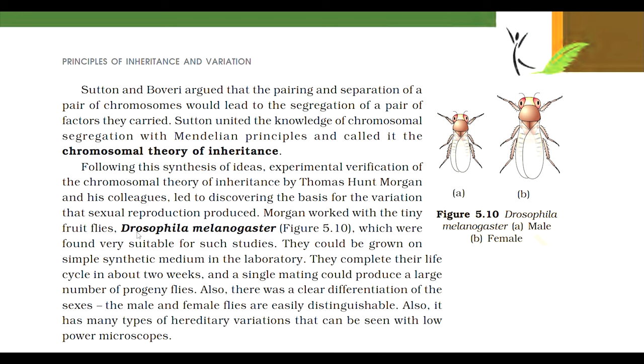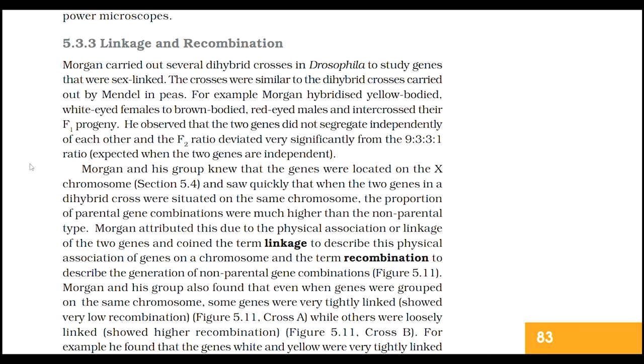Morgan worked with the tiny fruit flies, Drosophila melanogaster, which is given in figure 5.10, which were found very suitable for such studies. They could be grown on simple synthetic medium in the laboratory. They complete their life cycle in about 2 weeks, and a single mating could produce a large number of progeny flies. Also, there was a clear differentiation of the sexes. The male and the female flies are easily distinguishable. Also, it has many types of hereditary variations that can be seen with low power microscopes.